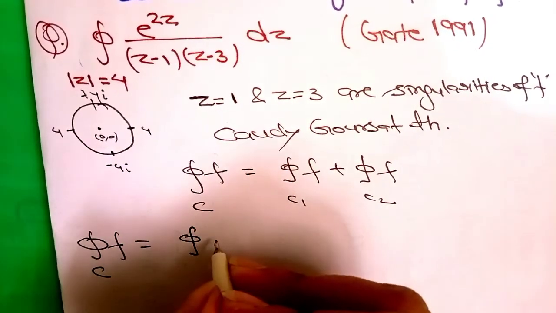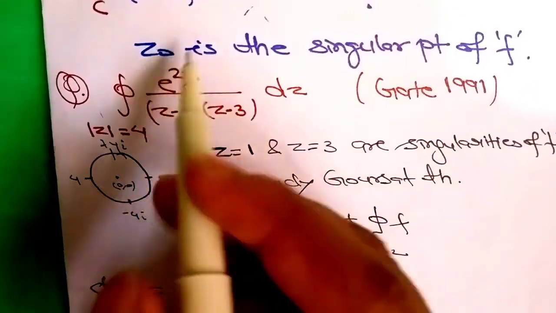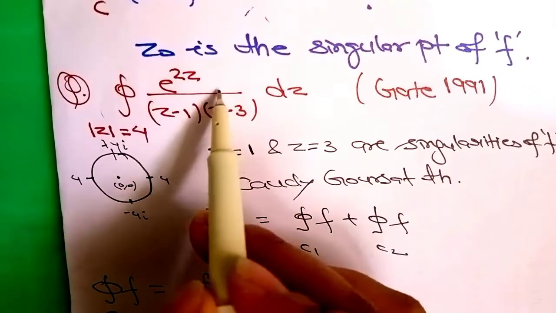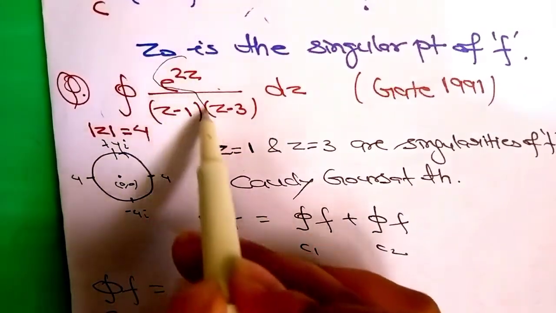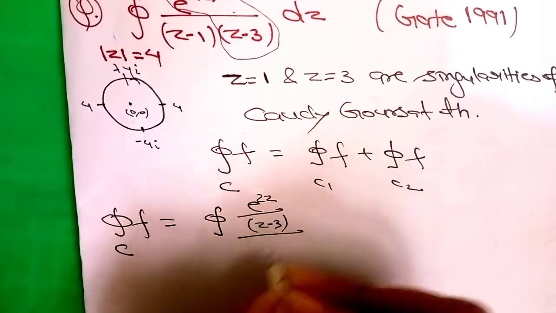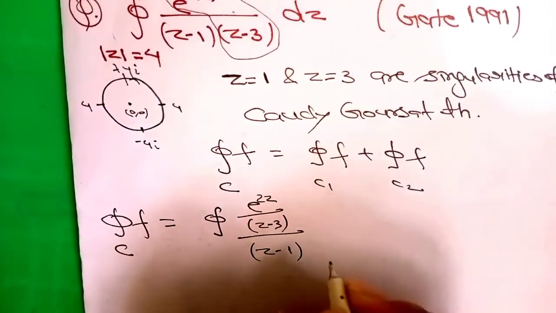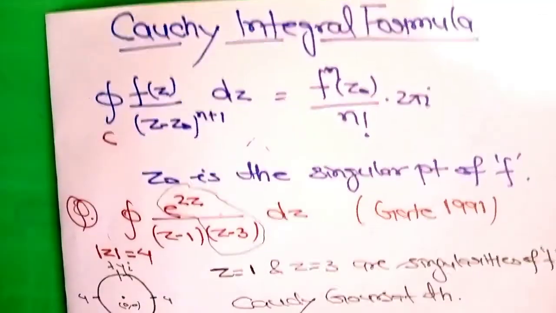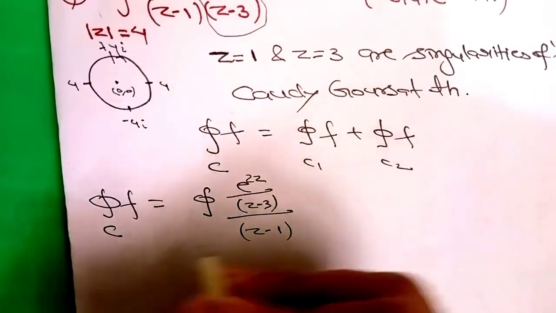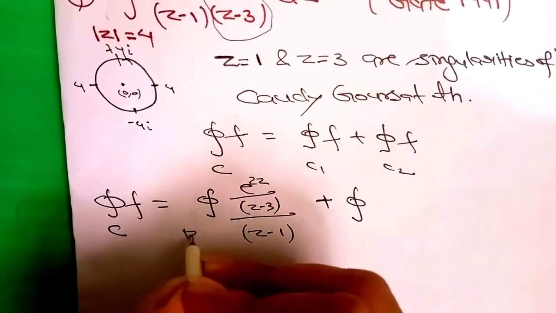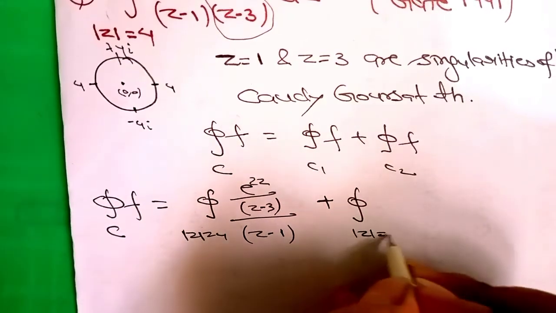What is f(z)? For z equals 1, f(z) is e to the power z upon z minus 3, this portion. This is f(z). Then z minus z naught is z minus 1. I am writing according to the standard form. So this is for z equals 1, plus, with mod z equals 4.